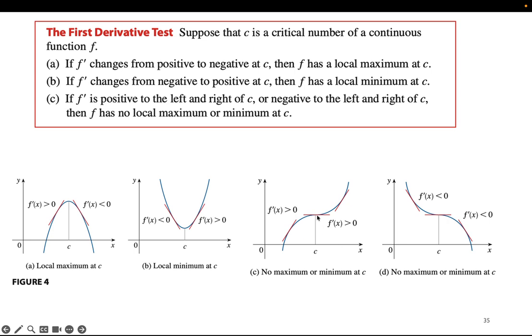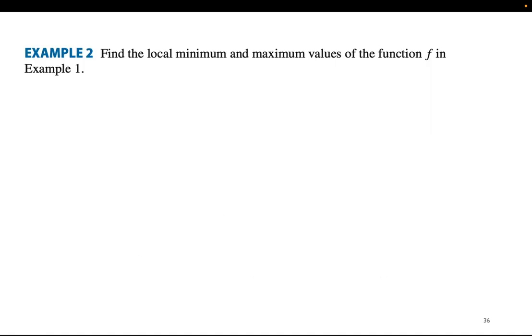But here is a critical number. Again, f prime is 0. But notice on the left, f prime is positive, and on the right, f prime is also positive. So it's the same sign, which means this is neither a local max nor a local minimum. Same thing here. It's a critical number, but f prime is negative before and after, both the same sign, both negative, so it's neither max nor min. So this test will help us find local max and local min. It's a very useful test.